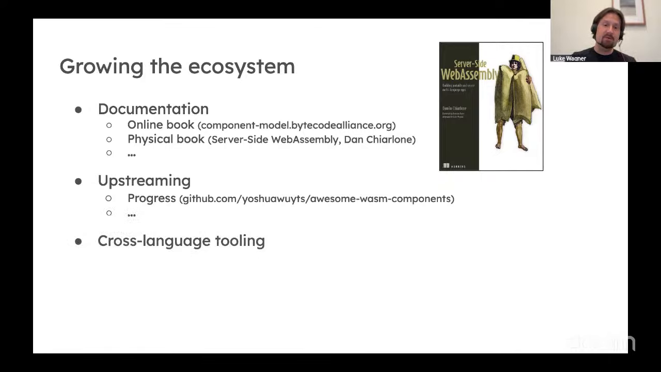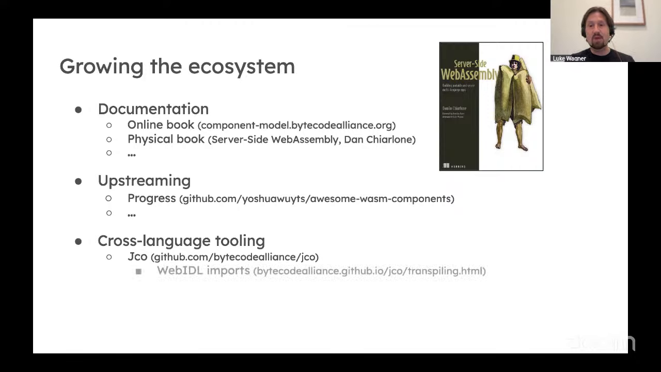And the last big way to encourage growth is building and improving generalized component tooling that is useful across all programming languages. One such tool is, of course, Jco, which is not just a component polyfill, but also provides experimental WebIDL imports that allow any language with WIT bindings to call any standard web API without having to deal with any JavaScript. And there's a lot more kinds of tight web integration we should add to Jco.